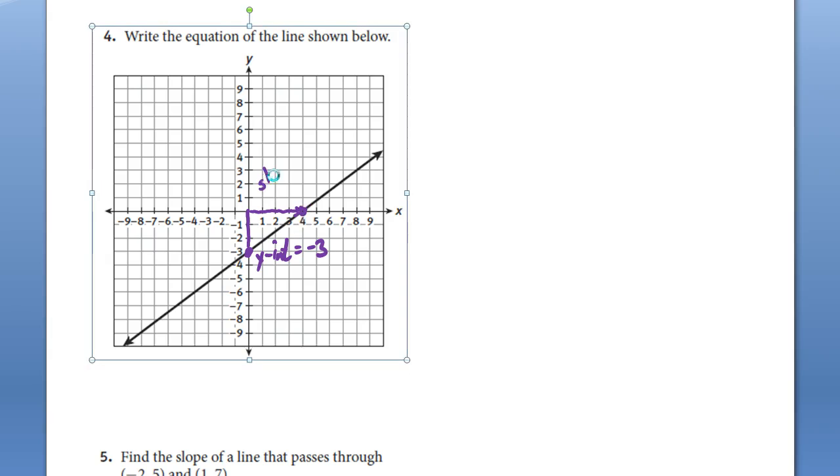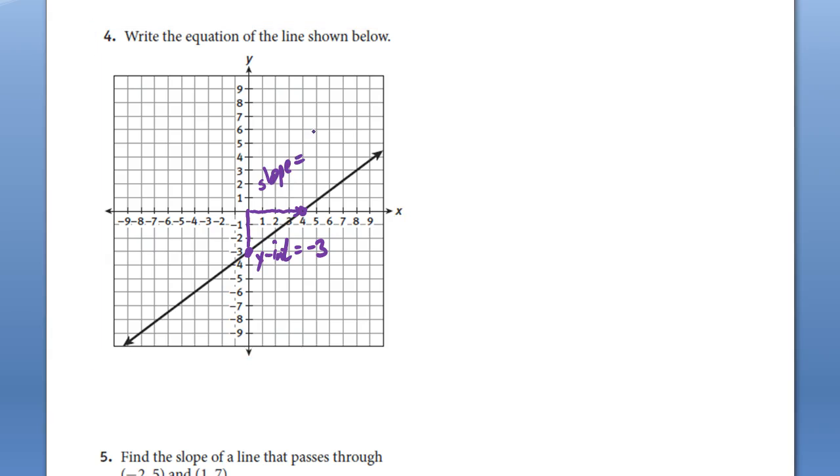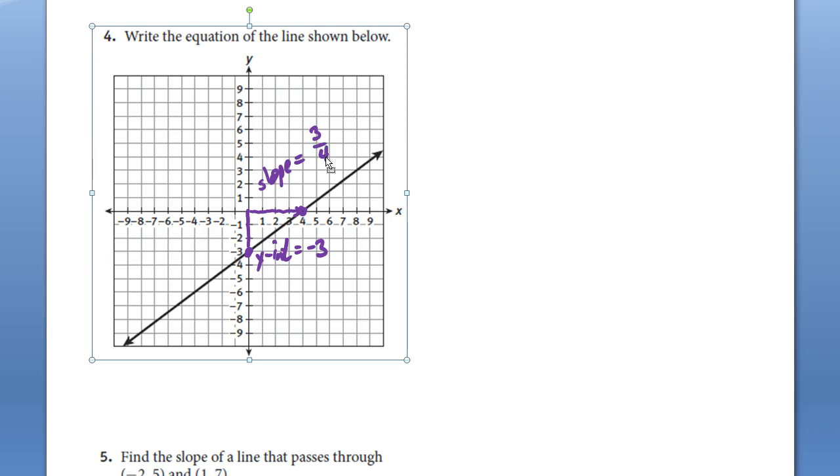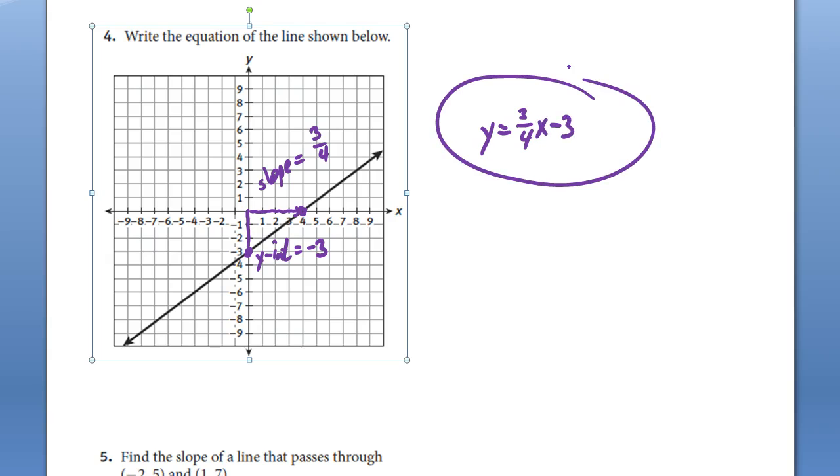And so our slope is to rise 3 and run 4, or 3/4. And so one way to write the equation is slope-intercept form, where you fill in the slope and fill in the y-intercept. There's an equation of the line.